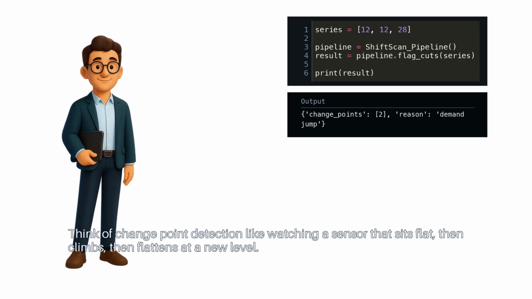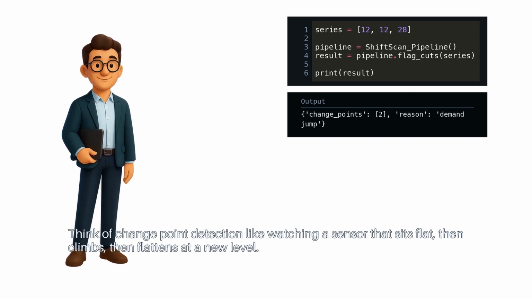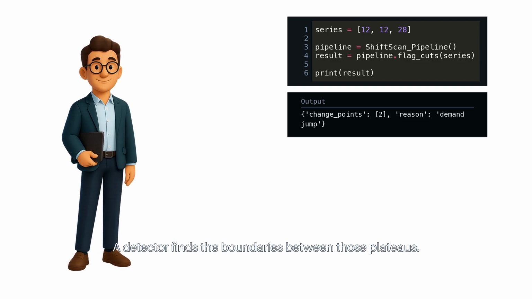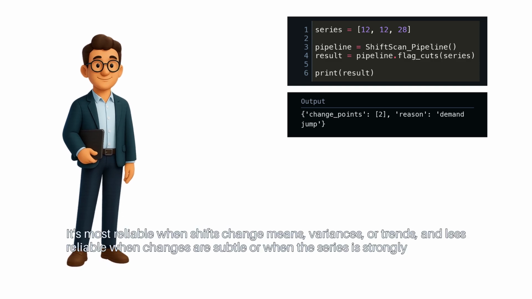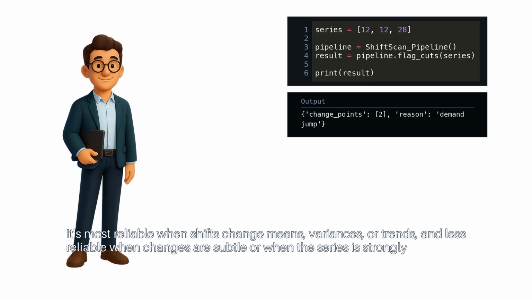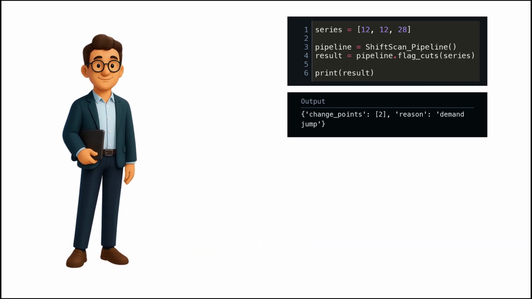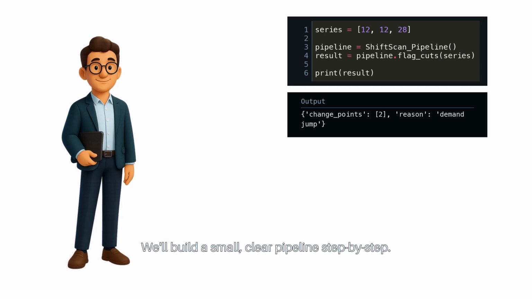Think of change point detection like watching a sensor that sits flat, then climbs, then flattens at a new level. A detector finds the boundaries between those plateaus. It's most reliable when shifts change means, variances, or trends, and less reliable when changes are subtle or when the series is strongly autocorrelated. We'll build a small, clear pipeline, step by step.